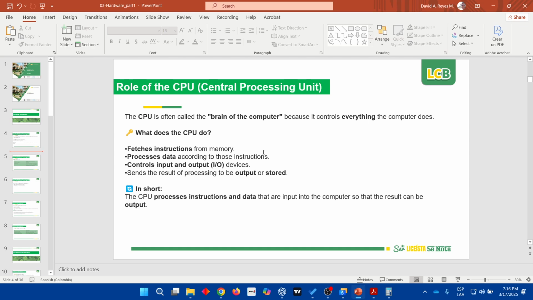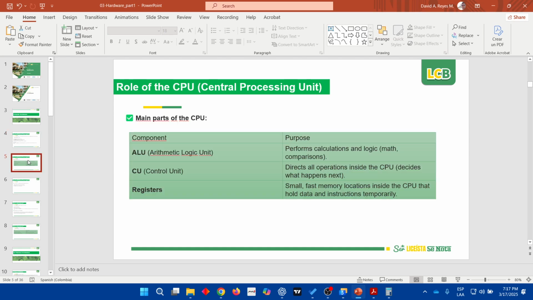Why store? Because maybe you are going to say, okay, multiply 7 times 2 and store the information in the hard drive. Okay. In short, the CPU processes instructions and data that are input into the computer so that the result can be output. Okay. Okie dokie. So let's continue here.